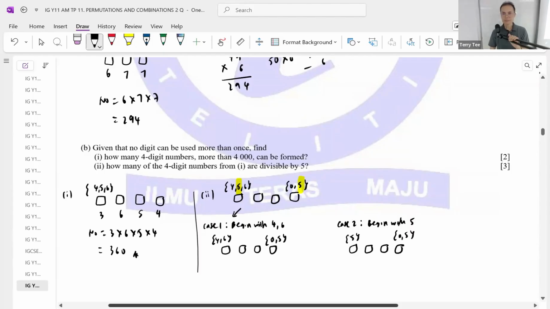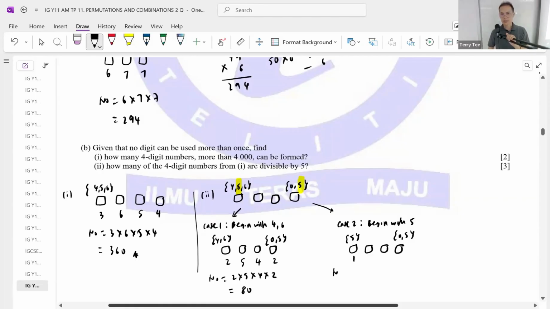Now take note. When you begin with 4 or 6, there are 2 ways. You should end with 2 ways as well, 0 and 5. And I have 7 digits to begin with. I've taken 2 out, left with 5 and 4. So the first case, you have 2 times 5 times 4 times 2. This is 10, right? 10 times 8, 80.